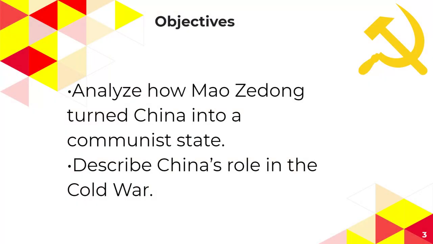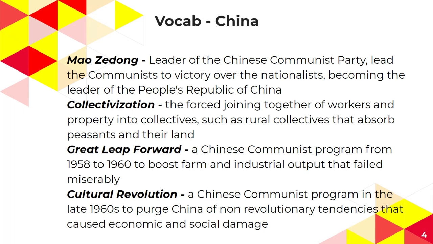So today we're going to look at how Mao eventually turned China into a communist state. He's going to create a totalitarian cult of personality, kind of like Stalin did. We're going to talk about China's role in the Cold War and how it influenced the course of U.S. and Soviet relations, even. So here's your vocab.